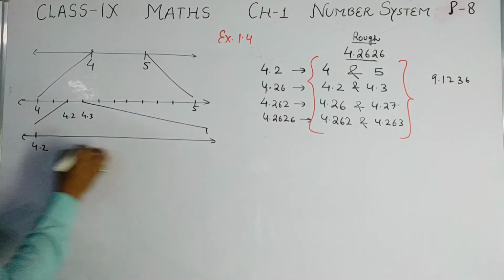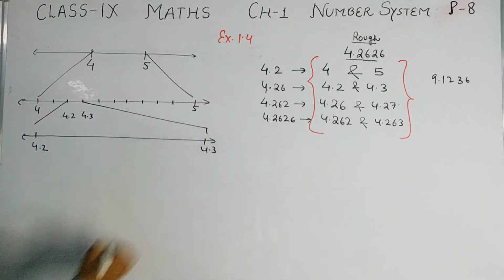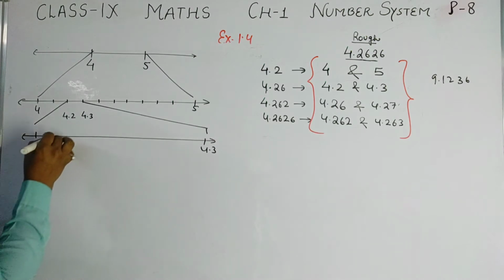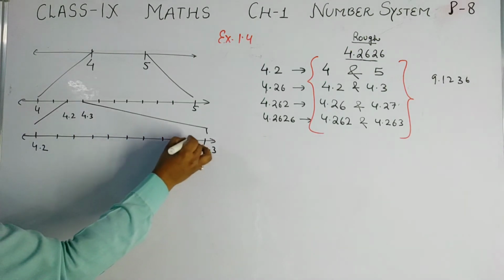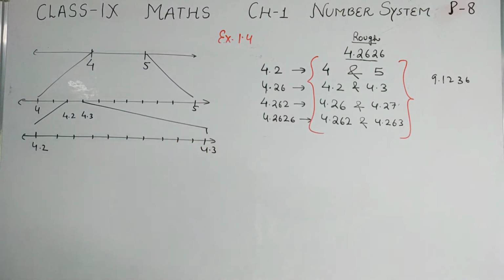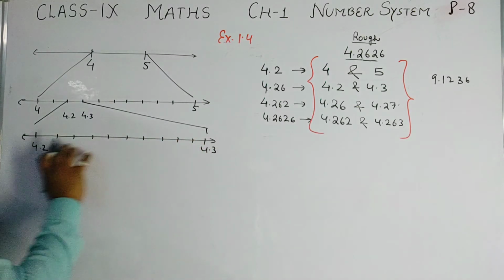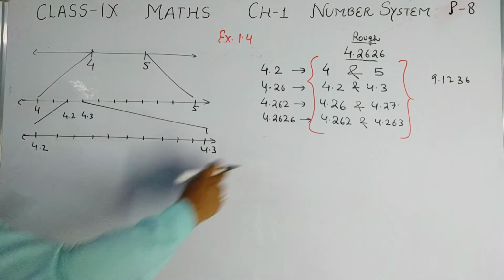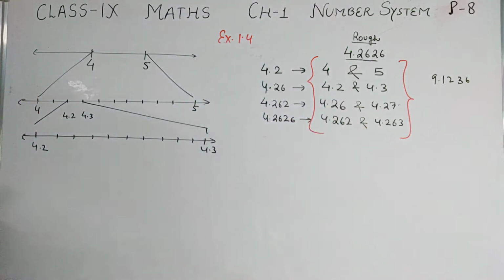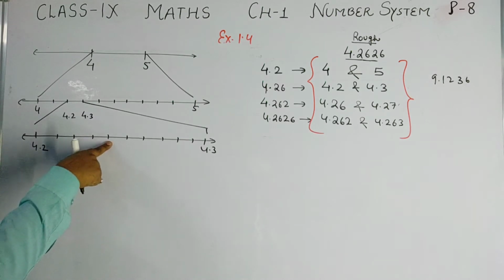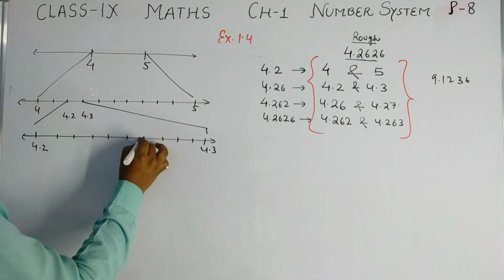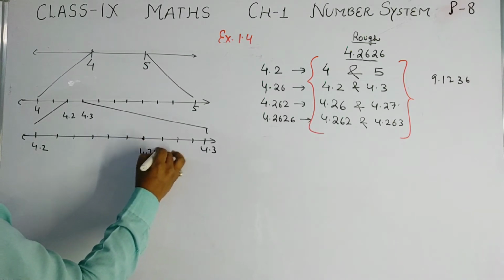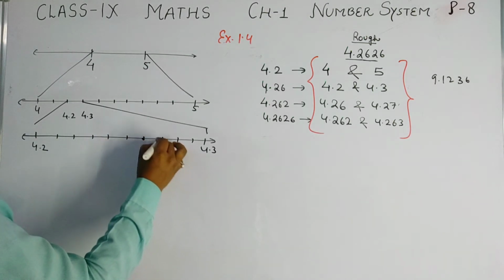This is 4.2, this is 4.3. Okay, so 10 equal parts: 1, 2, 3, 4, 5, 6, 7, 8, 9. Okay, 9 marks I have made here, so that it is divided into 10 parts. Now 4.26 and 4.27. So it is 4.21, 4.22, 4.23, 4.24, 4.25, 4.26. This is 4.26 and this is 4.27.